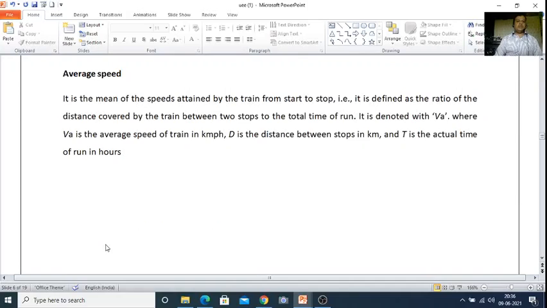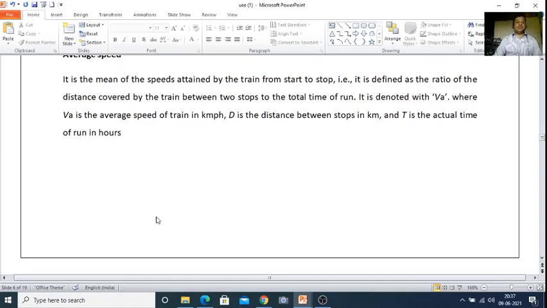Now, talking about the average speed, it is the mean of the speeds attained by the train from start to stop, and it is defined as the ratio of the distance covered by the train between two stops to the actual time of run. It is denoted by VA, where VA is the average speed of the train in kilometers per hour, D is the distance between stops in kilometers, and T is the actual time of run in hours. Okay, this is what we call the average speed.